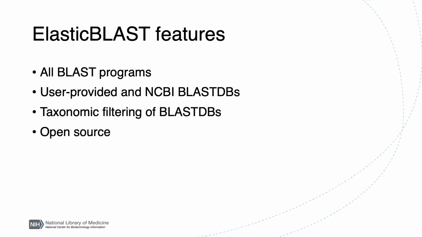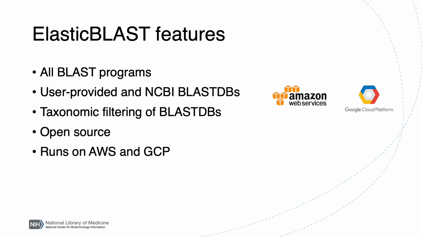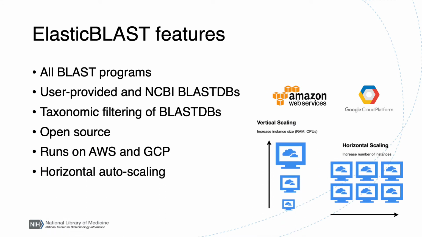ElasticBLAST is open-source software and runs on major cloud service providers. It supports horizontal autoscaling, which is the ability to adjust the number of compute instances automatically up to a predefined limit based on its workload. It's also worth mentioning that ElasticBLAST supports spot or preemptible instances, which provide compute capacity at a discounted price.